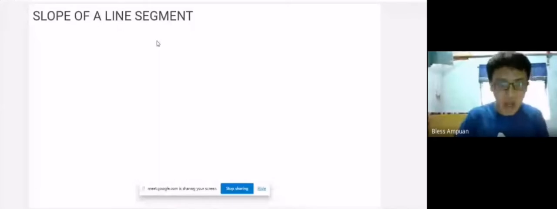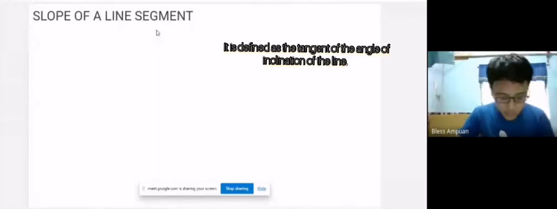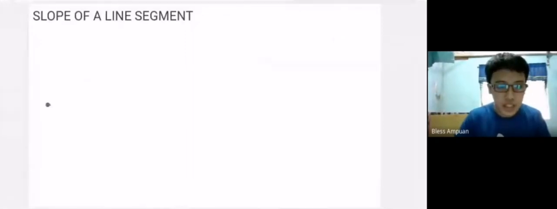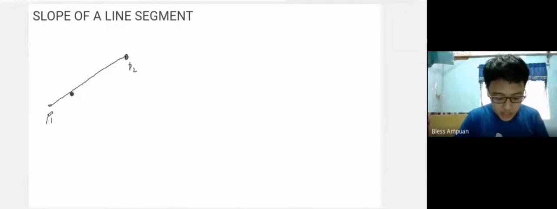So we know that a slope of a line segment is defined as the tangent of the angle of inclination of a line. So if we have 2 points, here is our first point, and here is our second point. So this is our P sub 1, and this is our P sub 2. All we need to do is to connect these points, and then we created a line, and this is already the tangent line. And then we can create here now a right triangle.